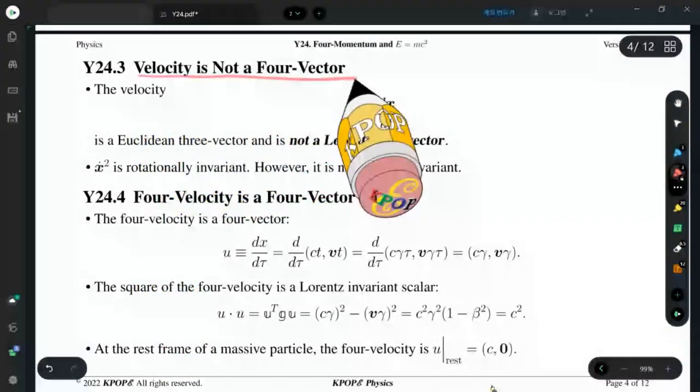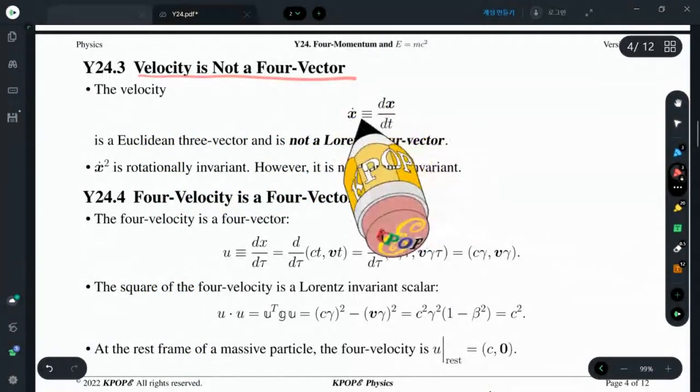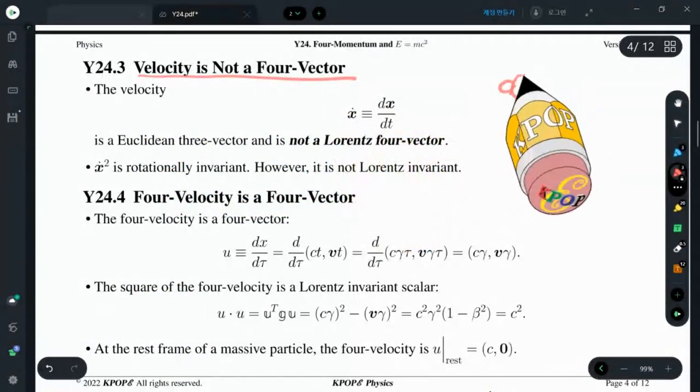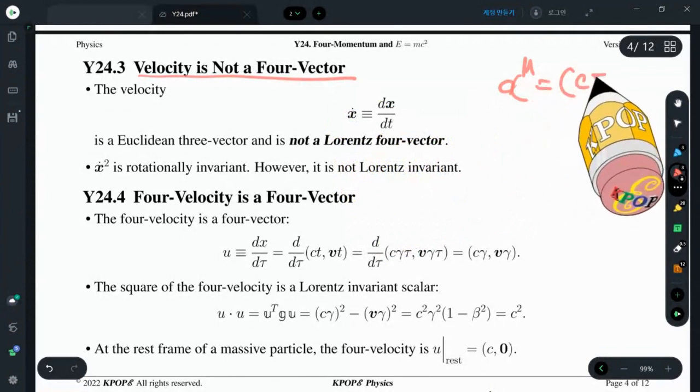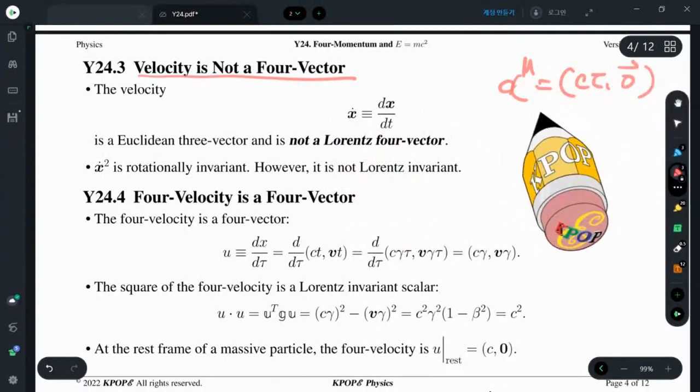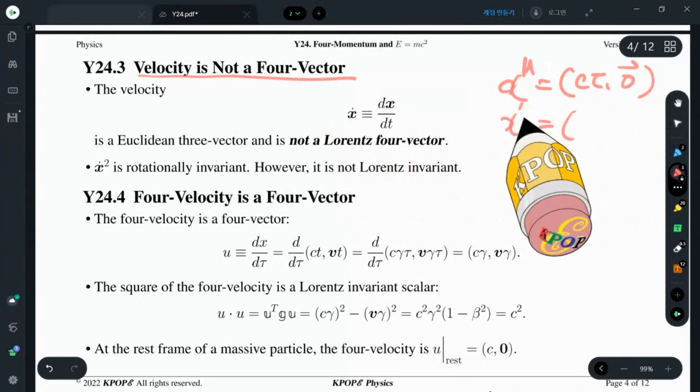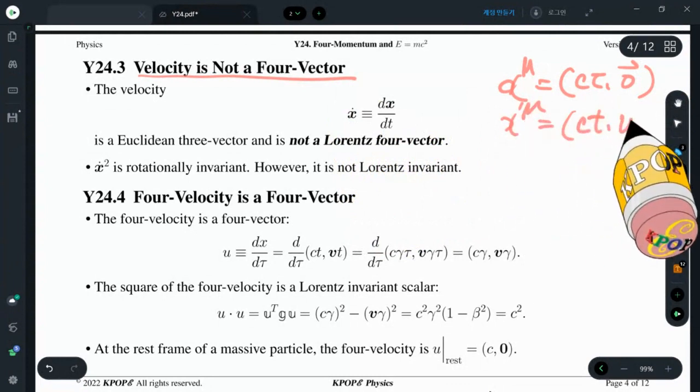Velocity is not a four vector. Let's see. This one, x^μ, is either cτ, 0 in the rest frame or in a moving frame.